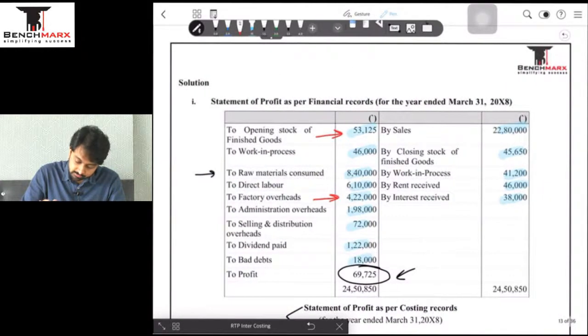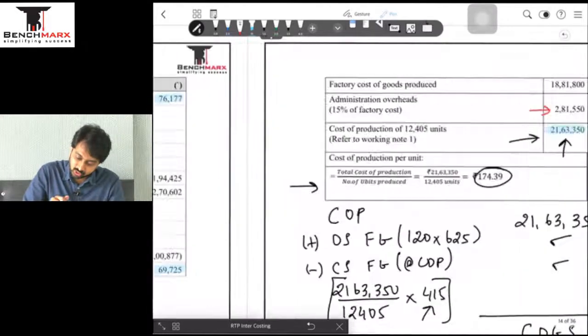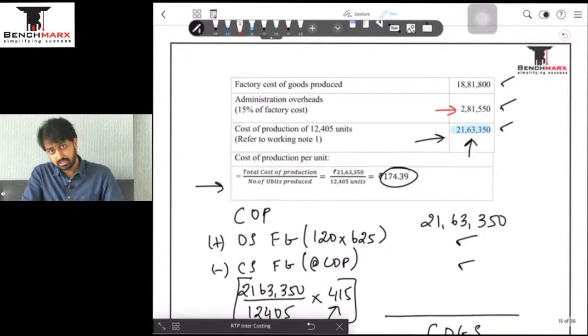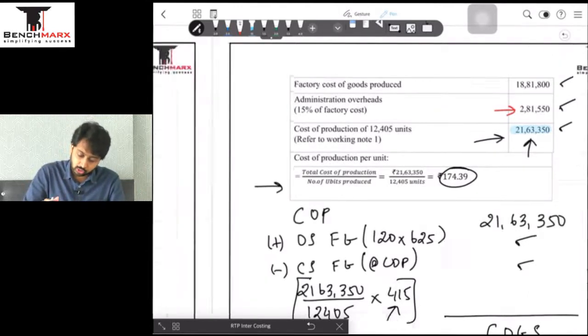Admin overheads: 198 as per finance, and 281 as per cost. The expenses are more in cost, which means the profits are less in cost. We are going from less to more. I will again do addition.